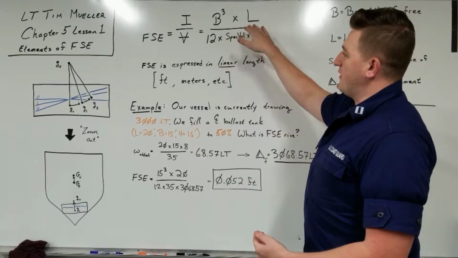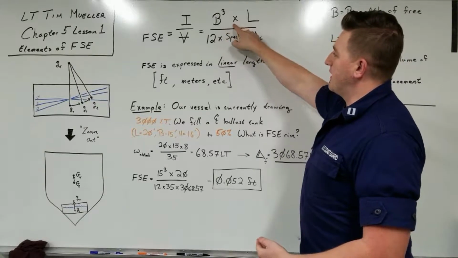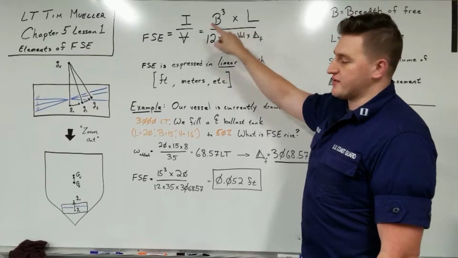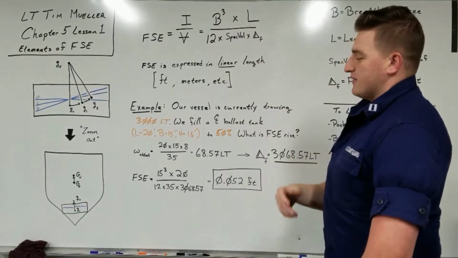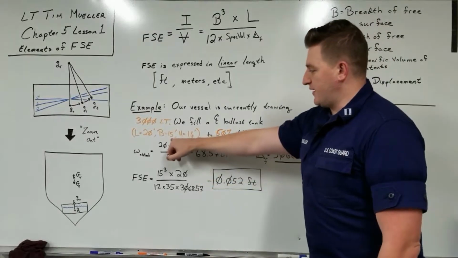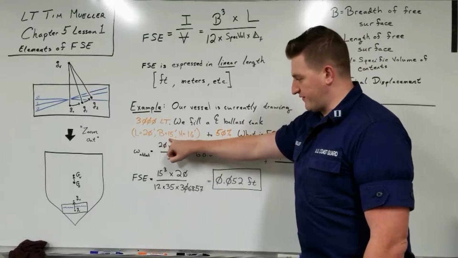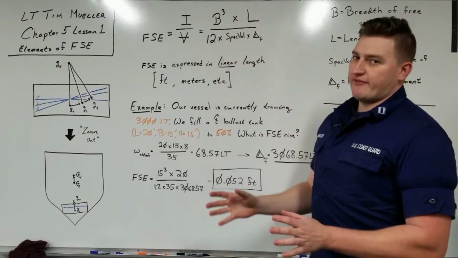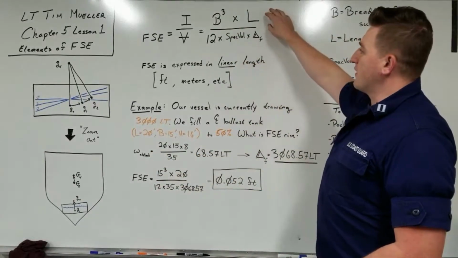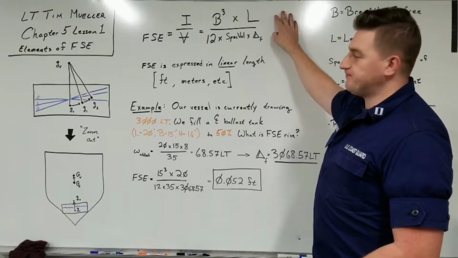Let's start with the numerator here. We see this B cubed times L. We know, because of order of operations, we have to do our exponents first. So this B cubed means we take B and multiply it by itself 3 times. So we take 15 times 15 times 15. Then we take that value and we multiply it by our L, L being 20 feet. We're going to get a number up in the numerator.